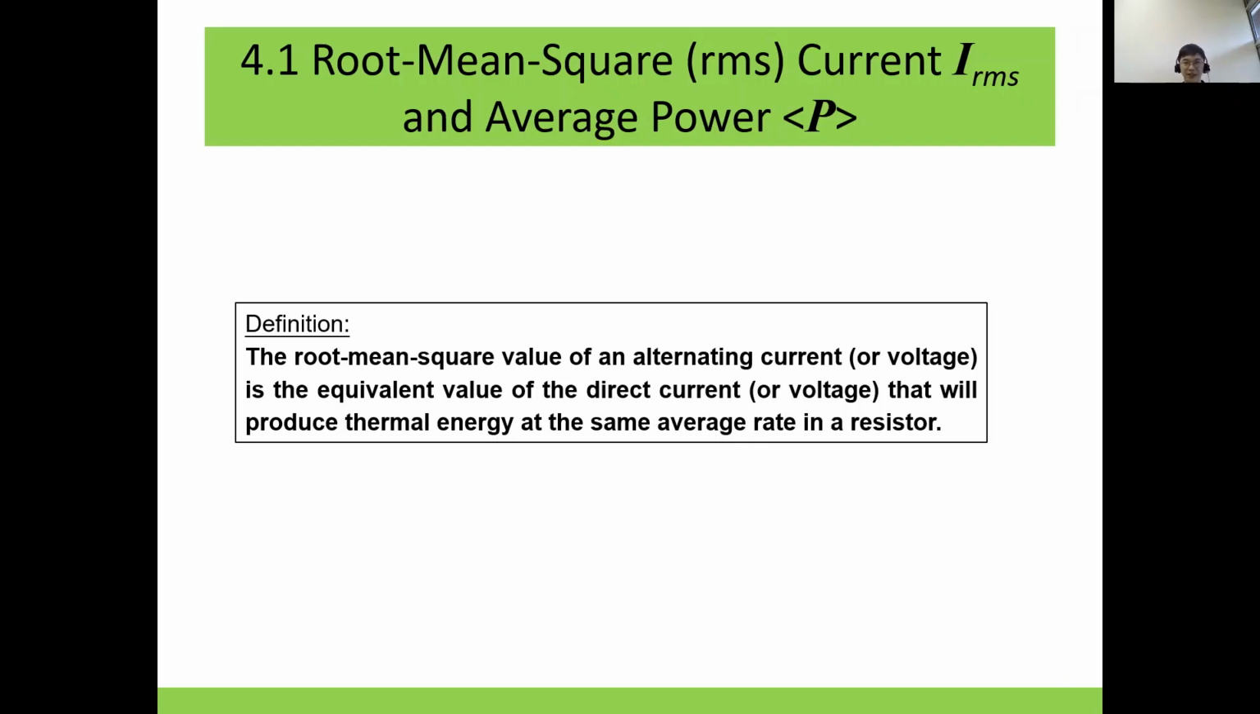So let's take this slowly. It's really a mouthful. The root mean square value of an alternating current or voltage is the equivalent value of the DC, or direct current or voltage, that will produce thermal energy at the same rate in a resistor. Okay, it's a mouthful, so I say again. The root mean square value of an AC is equivalent to the value of the DC that will produce thermal energy at the same rate in a resistor. I know this is a little bit confusing. We'll be unpacking it in the next parts for you.